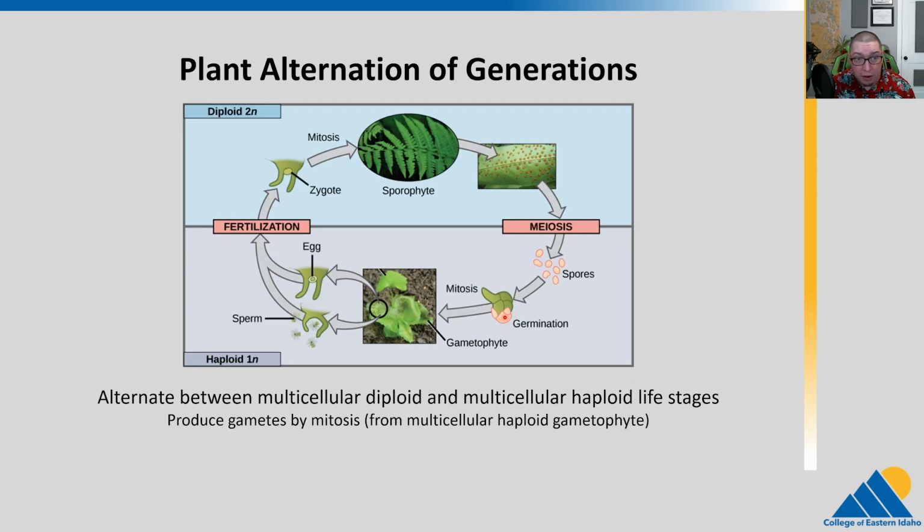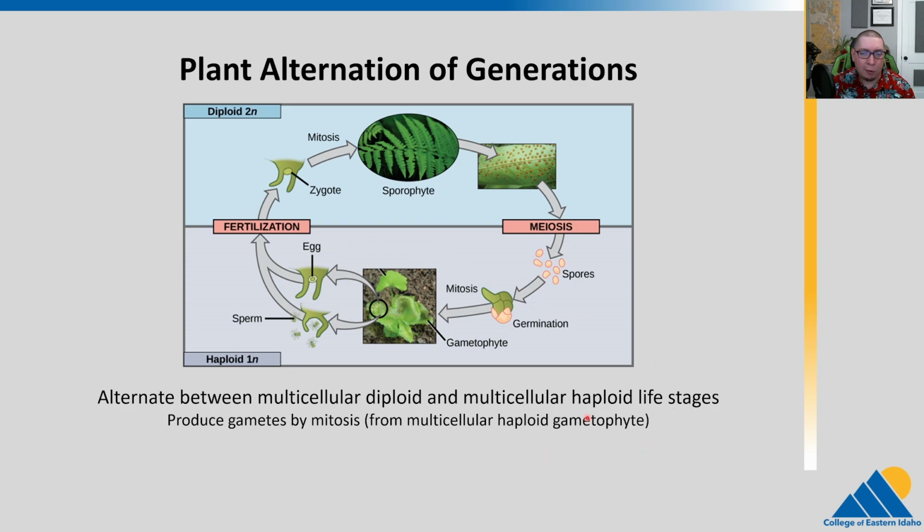Plants, on the other hand, have an even different system. Plants have what's called the alternation of generations. We will see that this name is very apt in a moment, because plants are going to alternate between a multicellular diploid phase and a multicellular haploid life phase. Plants, it's really critical to note that plants produce their gametes, their sperm and egg, by mitosis because they already have a multicellular haploid phase, what we call the gametophyte.